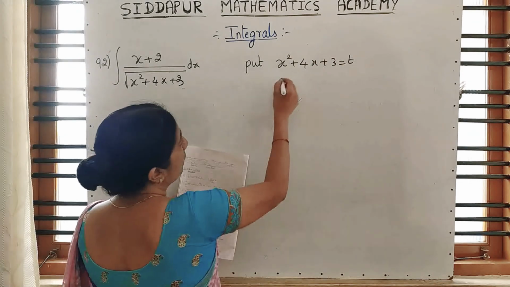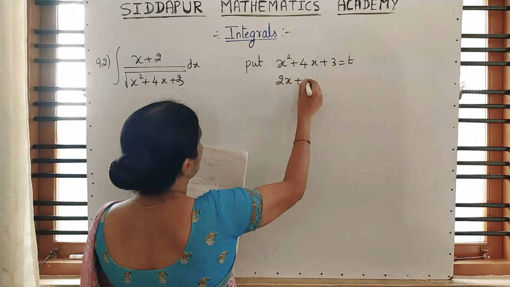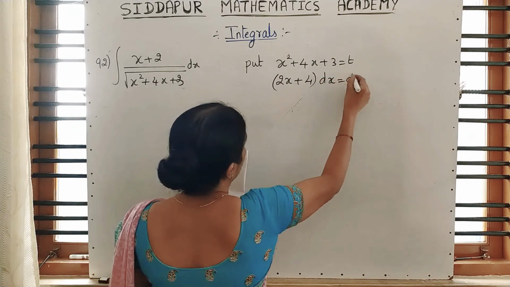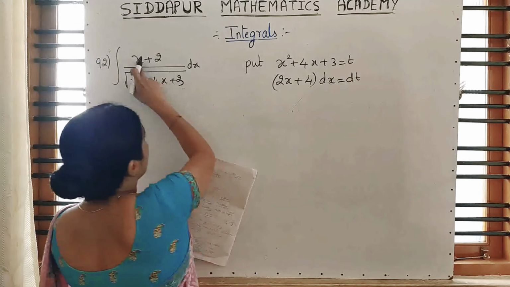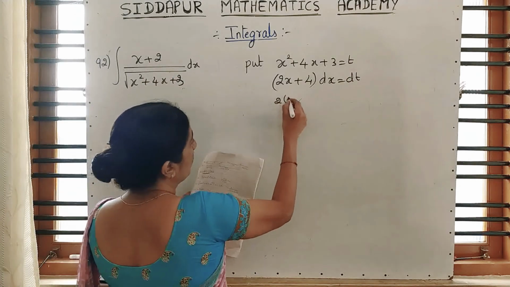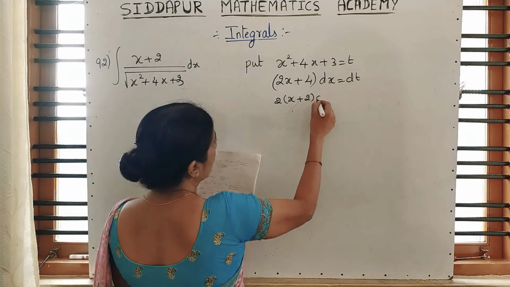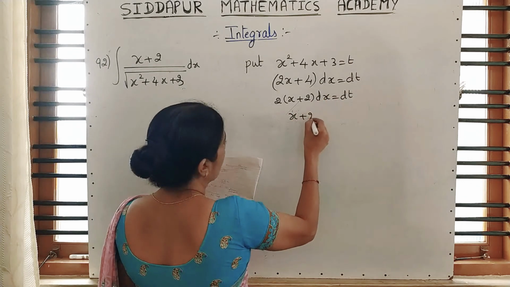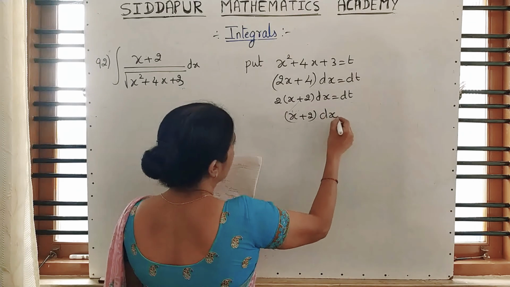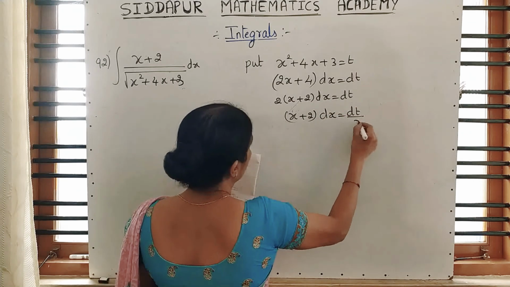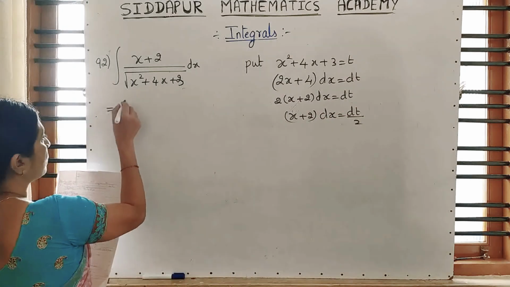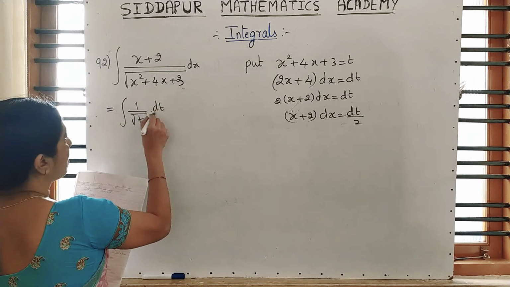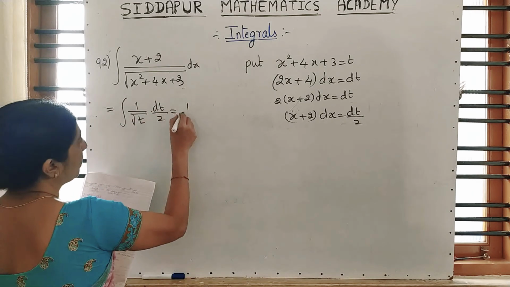Differentiate. What is the differentiation of x square? 2x. The differentiation of 4x is 4. Into dx is dt. Here it is x plus 2. That means take 2 common. So x plus 2 into dx is dt by 2. 1 by root t into dt by 2. 1 by 2 constant.